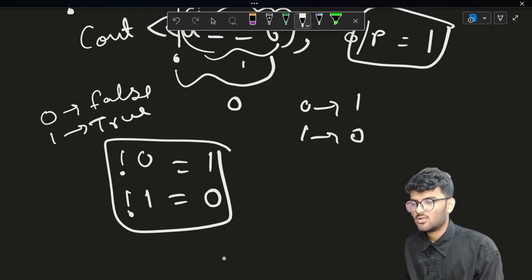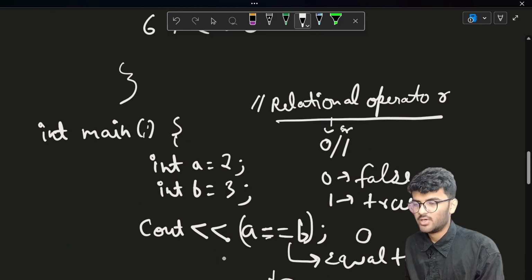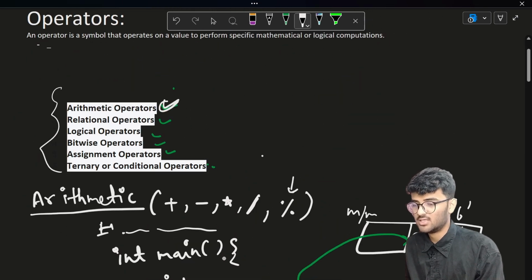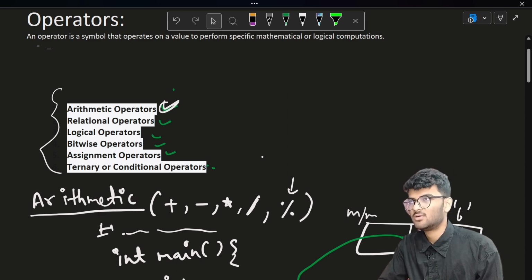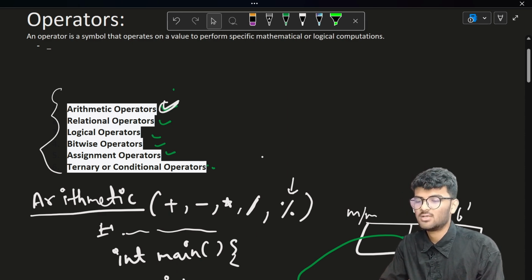Yeah, so this is all about the logical operators, and the next one is the bitwise operator. This is very important, so I will be covering this in the next lecture. I will upload the bitwise operator tomorrow.